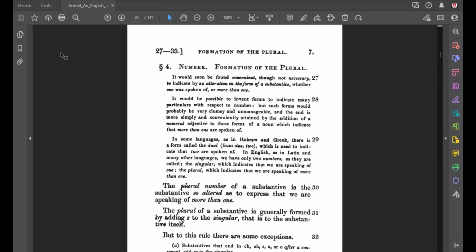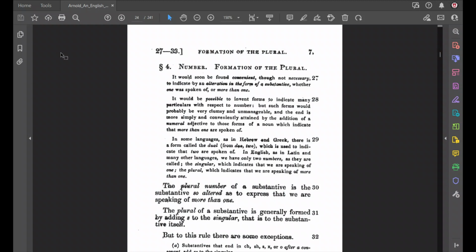Lesson 4, number and the formation of the plural. It's on page 24 of our lesson document. We read, "It would soon be found convenient, though not necessary." Convenient, but not necessary. Convenient means it's helpful for us, but it's not necessary. Air conditioning, for example, is convenient. It's not necessary for life, but it's convenient. It makes life more pleasant.